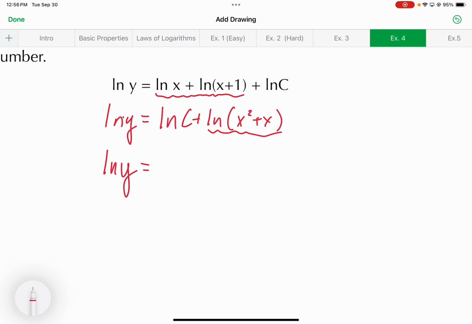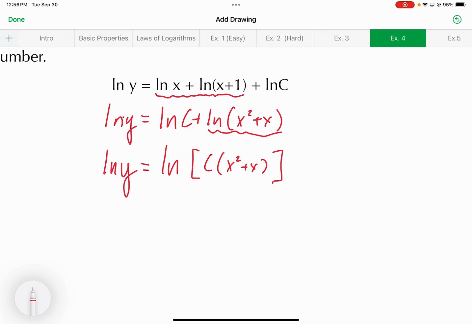Can I do it again? Yeah, because I'm still adding a log, right? So now we just make it natural log of, do some brackets if we want, c times x squared plus x inside of my brackets, right? Okay.